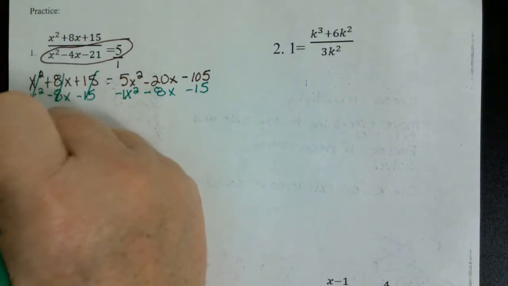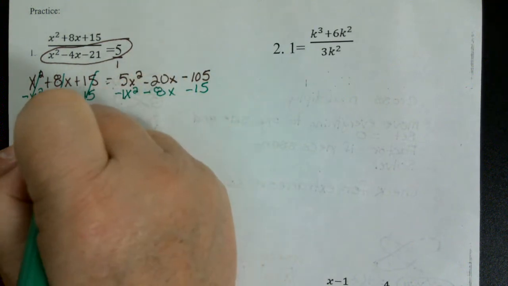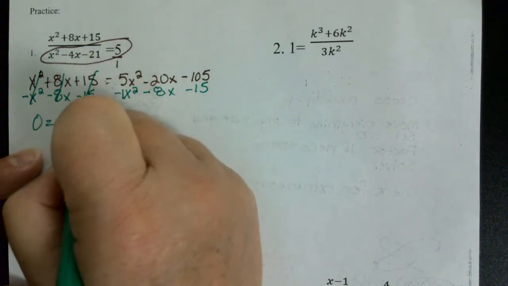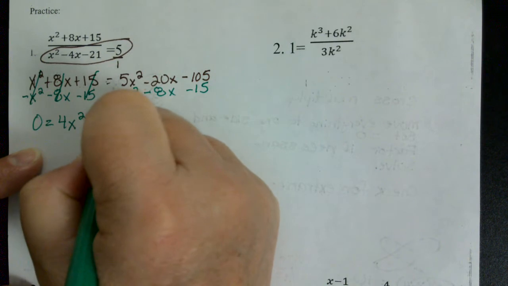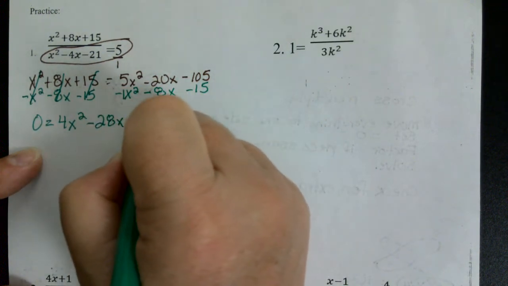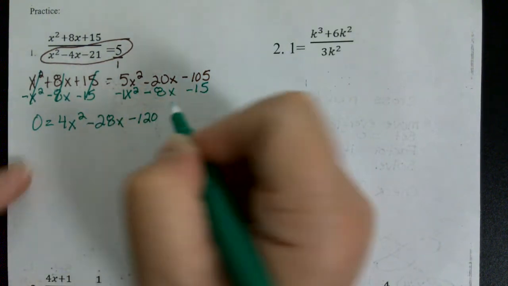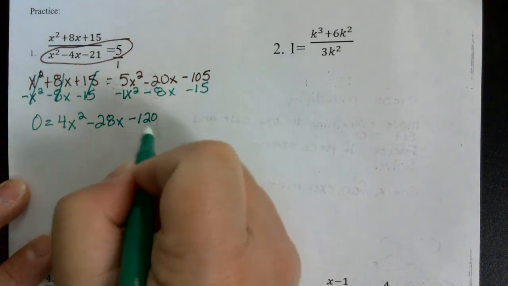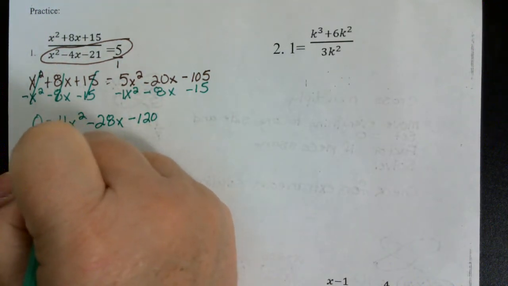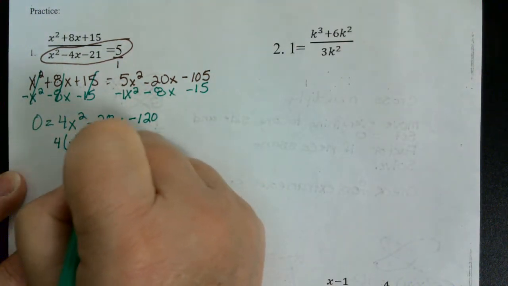Okay, so that gives me 0.5 minus 1 is 4x squared. Now minus 28x minus 120. Okay. First of all, I notice that I have a greatest common factor.